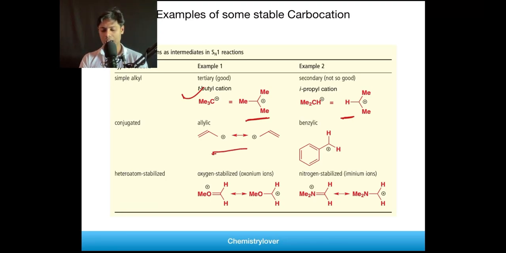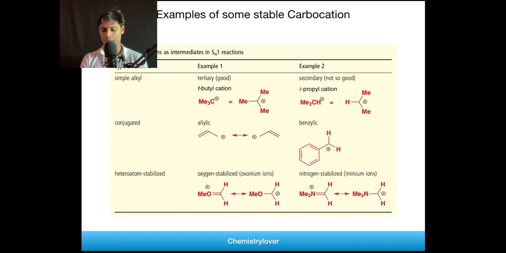Similarly, this is an allylic carbocation and this is a benzylic carbocation, both are stabilized by conjugation. So here conjugation is there, in this case conjugation is there, and that's why they are stabilized carbocations. Similarly you can see heteroatoms, oxygen or nitrogen, can also stabilize a carbocation by conjugation. So this oxygen lone pair can donate, or this nitrogen lone pair can donate to stabilize the carbocation. And of course in the case of nitrogen the donation will be much stronger because nitrogen is less electronegative than oxygen, so this carbocation will be more stable compared to this one. So this is how you can explain the stability.